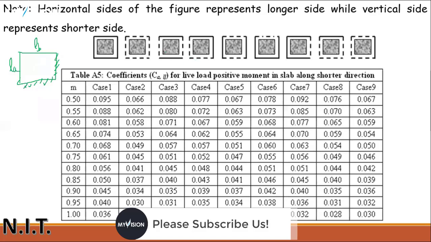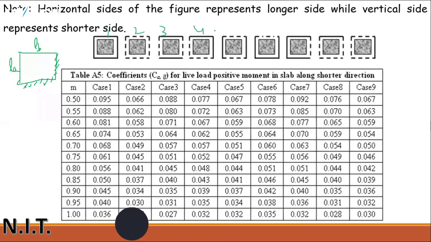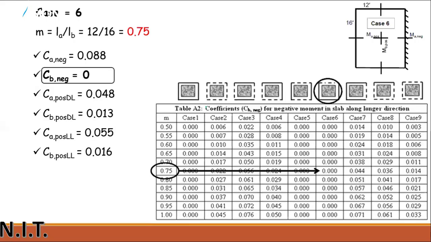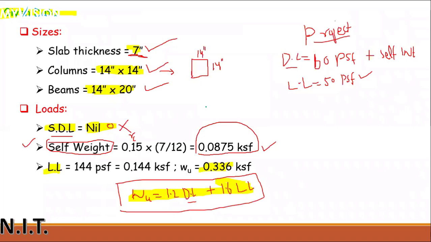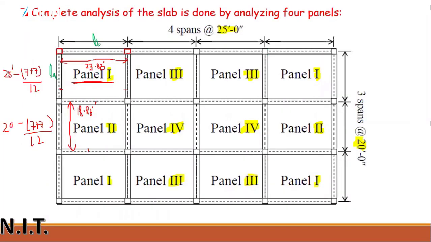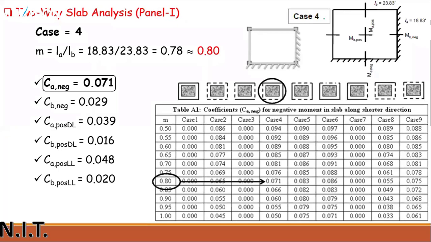Mr. Bell, can you please tell me which case is this one? This is 1, 2, 3, 4, 5, 6, 7, 8, and 9. Which case is this one? I think it is the 4. Yes, it is 100% 4. This is case number 4. First of all, we have decided that this is case number 4.